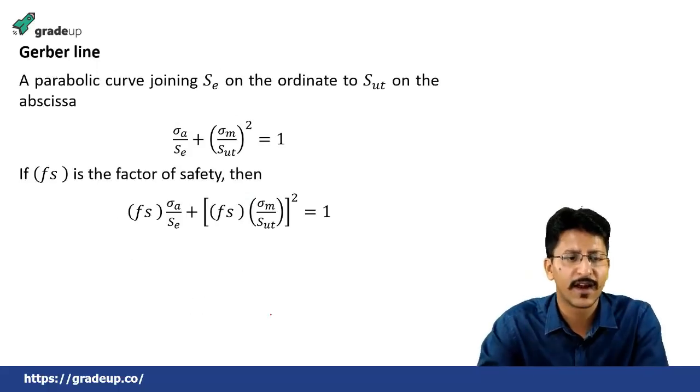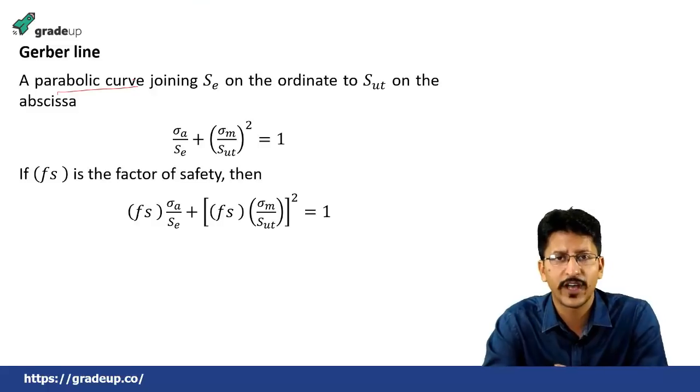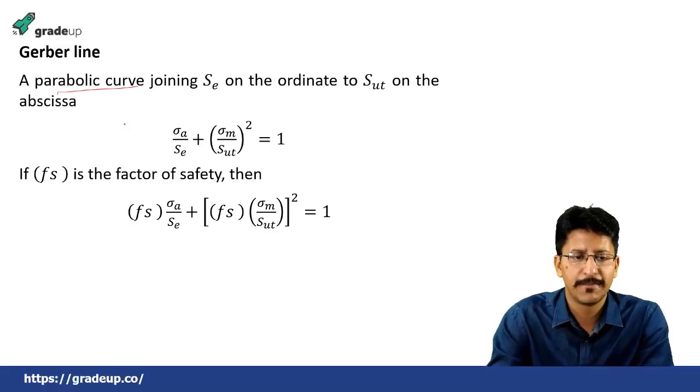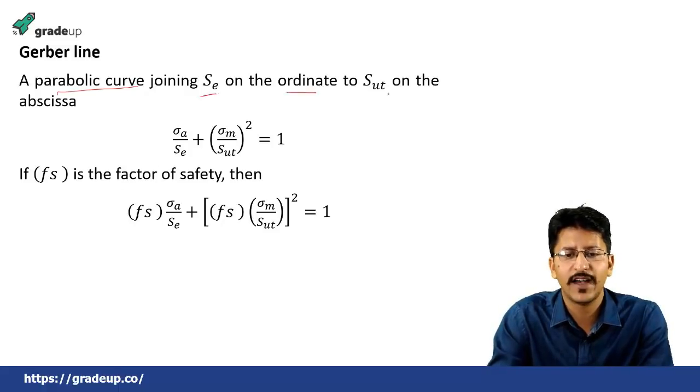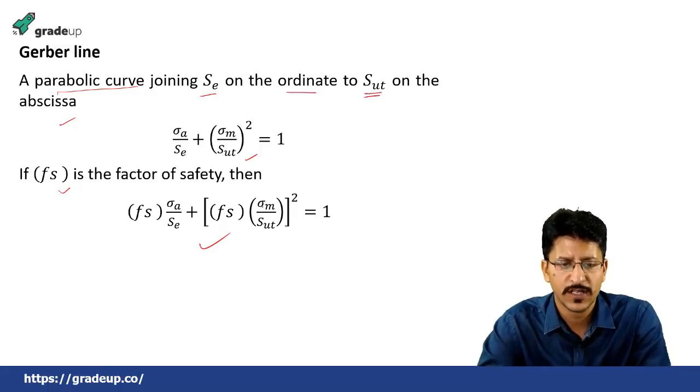Then comes the Gerber line or the Gerber curve. It's a parabolic curve. You have to remember that Soderberg and Goodman are straight lines, whereas the Gerber line is a parabolic curve joining SE on the ordinate and SUT on the abscissa. So the equation becomes like this, and if Fs is the factor of safety, then the equation changes to this form.